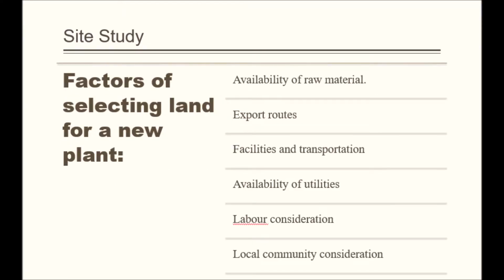An important decision must be made before the construction of the plant, which is site selection. The plant should be located at the area which the projected production can be carried out under optimal condition. Besides, the investment for the project should be carried out with the best monetary return, where the production cost is minimized. There are several general factors of selecting a suitable land for a new plant: first, availability of raw material; second, the export routes; third, the facilities and transportation; fourth, the availability of utilities; fifth, labor consideration; and sixth, local community consideration.